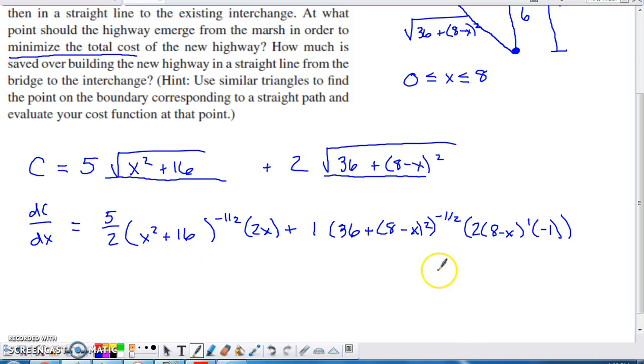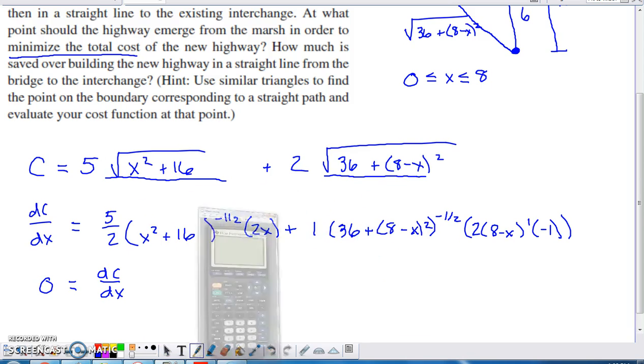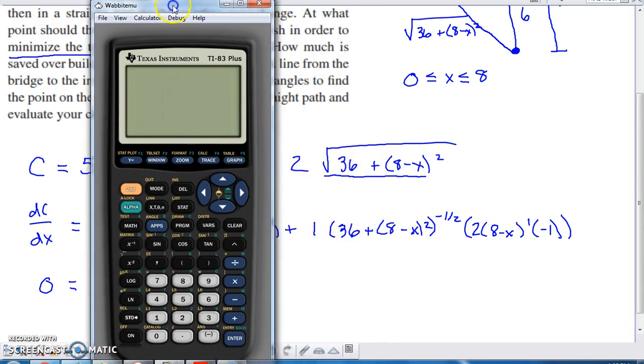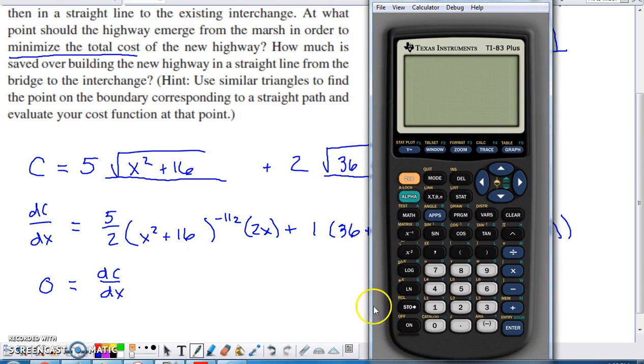We can try to clean this up if we want to, but keep in mind what we're trying to do with this. We're trying to set this equal to 0. We're trying to figure out what the critical numbers of this cost function are. And so if we set this equal to 0, we can try to algebraically solve this for x, but what you're going to want to do when the calculator is involved, you're going to want to throw this thing into the calculator. So I'm just going to kind of carefully get this into the calculator here.